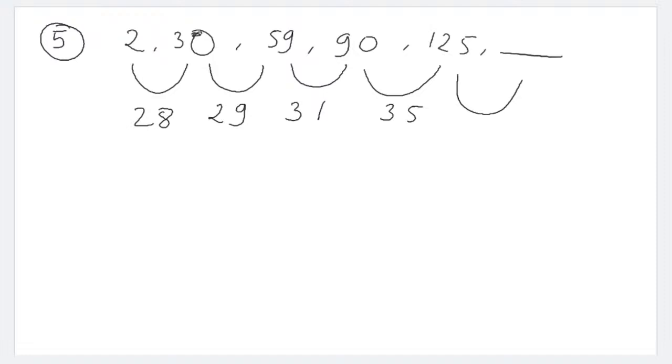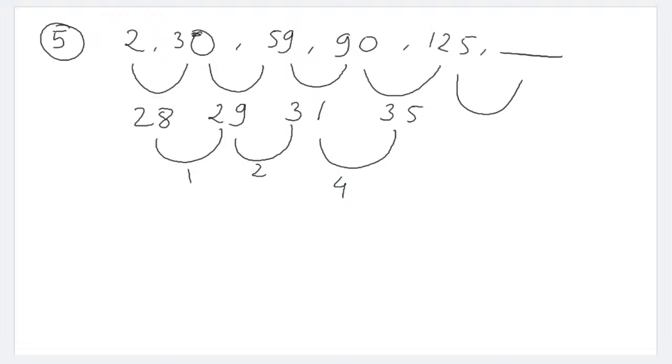Now, 28, 29, 31, 35 does not make any sense. But what I can do, I can take the difference one more time. That is called the double difference series. So 28 to 29 difference is 1. 29 to 31 difference is 2. 31 to 35 difference is 4. Now it is making some sense.